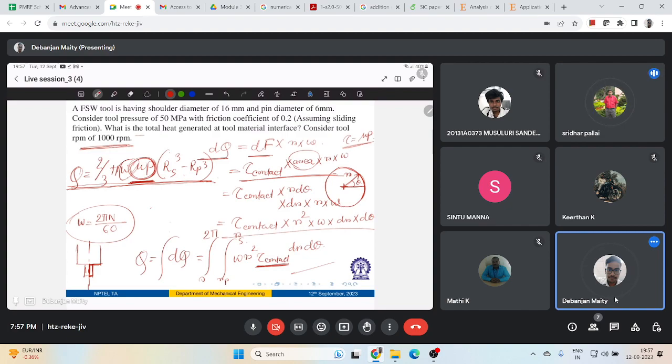Sir, in this equation, pressure is given in MPa, megapascal, and the diameters are given in millimeter. So diameters have to be converted into meter, I think. Megapascal is Newton per mm square. Yes, that way also we can put, or we can put like 10 to the power 6 Newton per meter square. In terms of the unit, the result will be the same, whatever you are comfortable with. Yes.